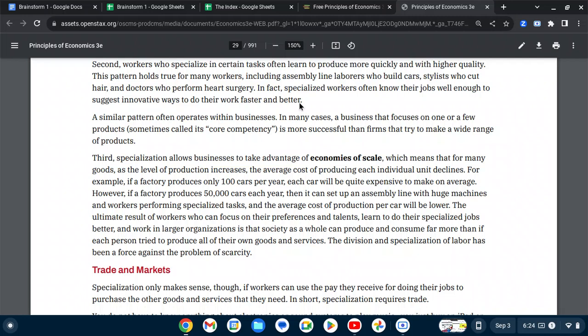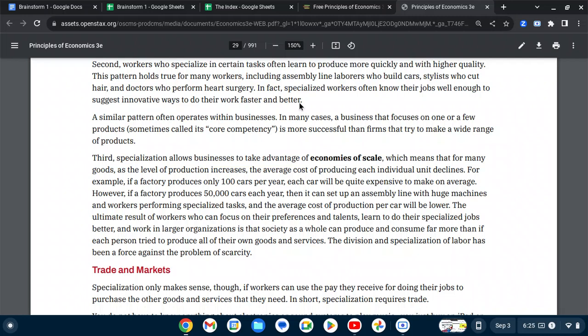Third, specialization allows businesses to take advantage of economies of scale, which means that for many goods, as the level of production increases, the average cost of producing each individual unit declines. For example, if a factory produces only 100 cars per year, each car will be quite expensive to make on average. However, if a factory produces 50,000 cars each year, then it can set up an assembly line with huge machines and workers performing specialized tasks, and the average cost of production per car will be lower.